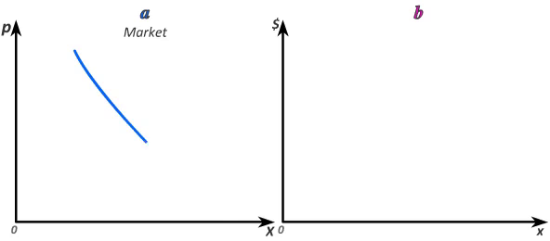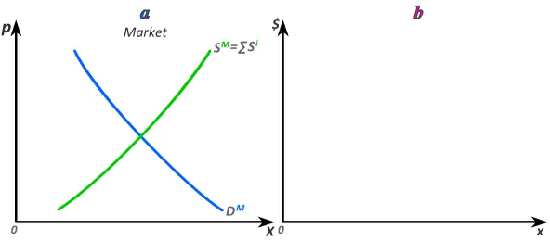We'll begin with the market demand curve that we'll assume is the same in the short and the long run. Since the number of firms in the industry is fixed in the short run, the industry or market supply curve is simply the sum of all the individual supply curves for the firms that are operating in the industry. The intersection gives us the short-run equilibrium price P star and the short-run output produced by the market of X star.